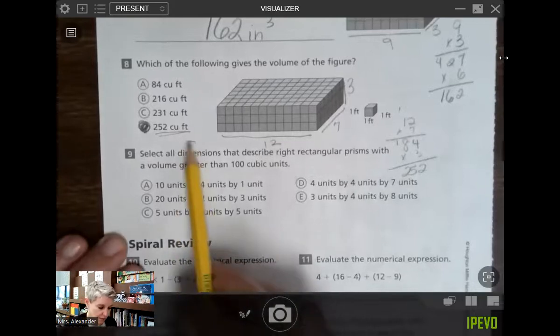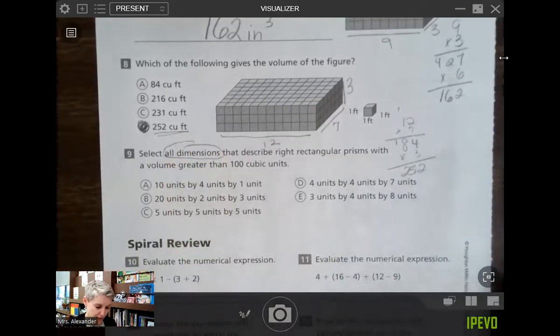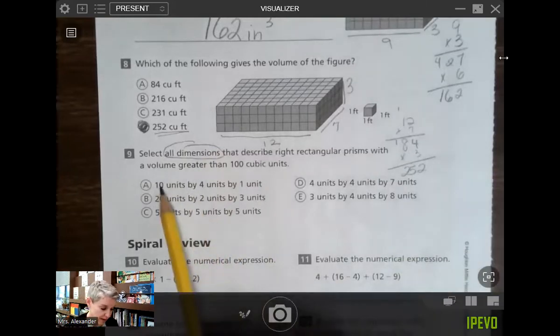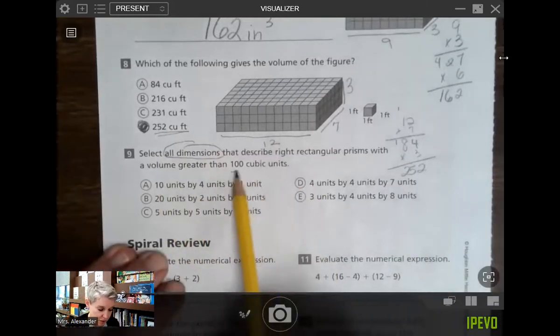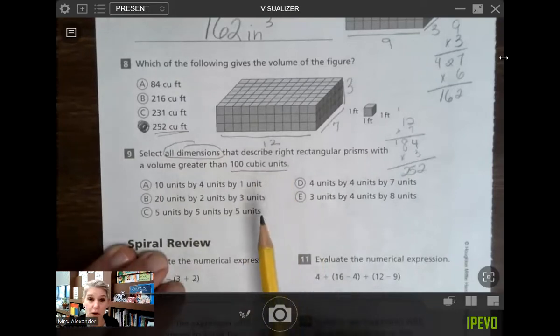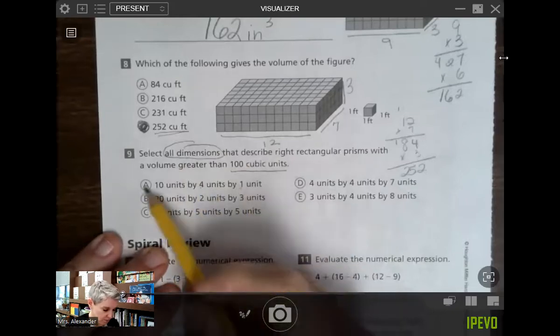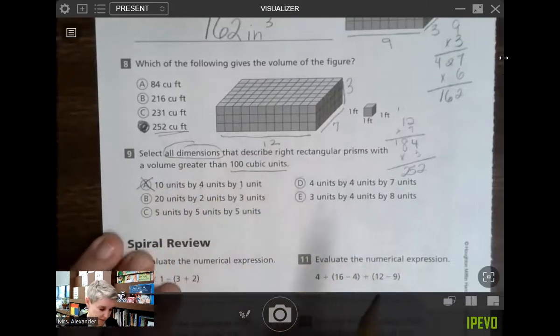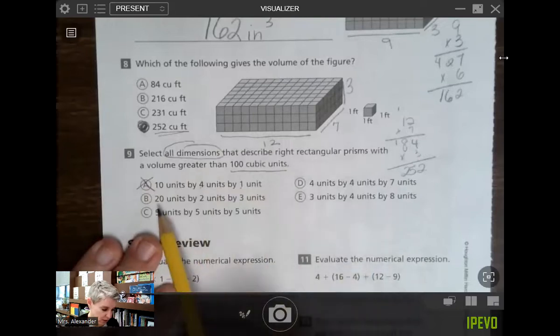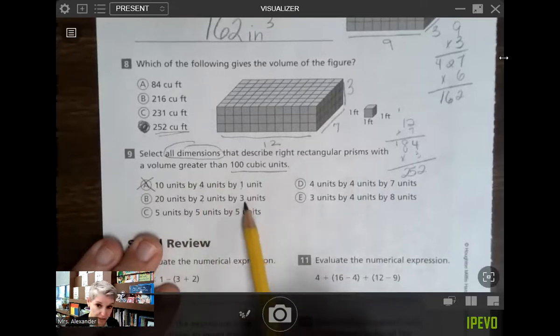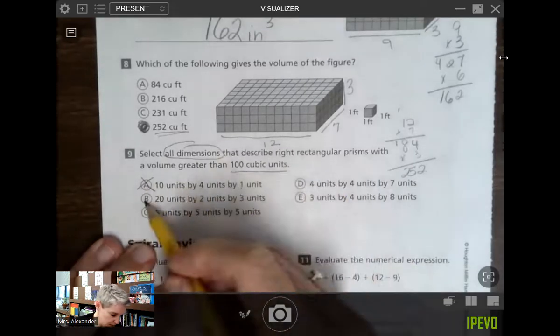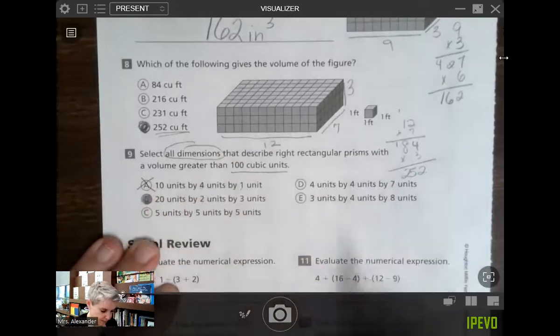Select all the dimensions that describe right rectangular prisms with a volume greater than 100 cubes. So remember, our length times width times height then has to be greater than 100. We are multiplying. 10 times 4 is 40 times 1. That's not enough. That does not get us greater than 100. 20 by 2 by 3. 20 times 2 is 40. 40 times 3 is 120. That one is a good answer, letter B.